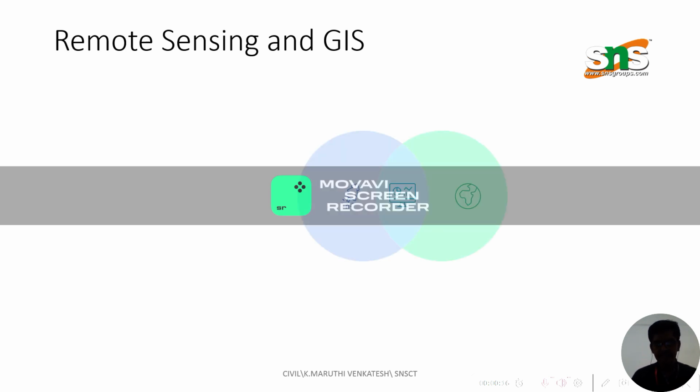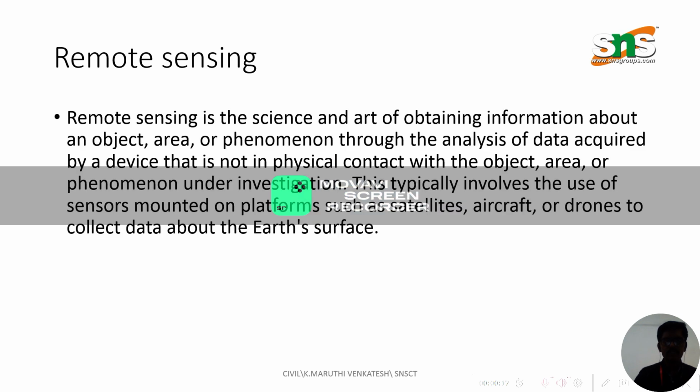Remote sensing. What is remote sensing? Remote sensing is a science and art of obtaining information about an object, area, or phenomenon through the analysis of data acquired by a device that is not in physical contact with the object, area, or phenomenon under investigation. This typically involves the use of sensors mounted on platforms such as satellites, aircraft, or drones to collect data about the Earth's surface. It is nothing but we cannot go to such a particular place.